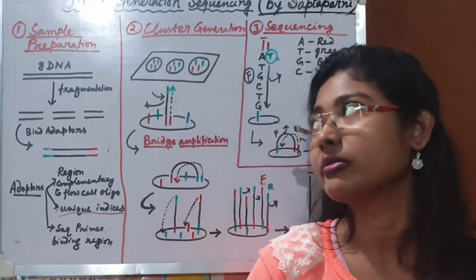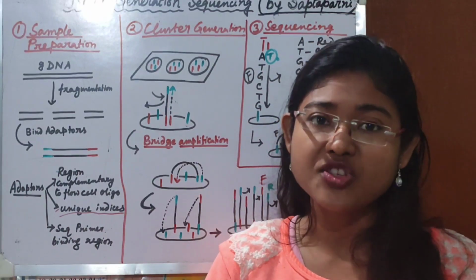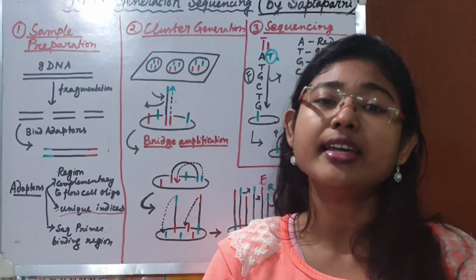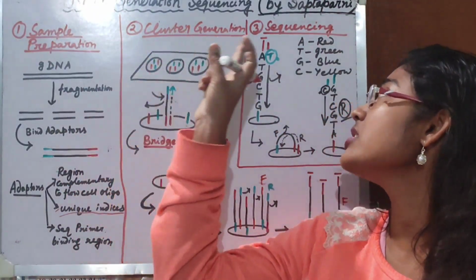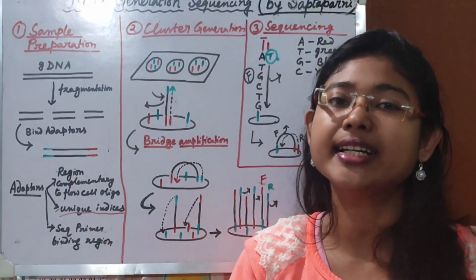So okay, let's begin. What is the basic principle behind next generation sequencing and what are the different steps of this kind of sequencing? There are actually 4 steps. What are those? The sample preparation, cluster generation, sequencing, and the fourth, last but not the least, the data analysis.